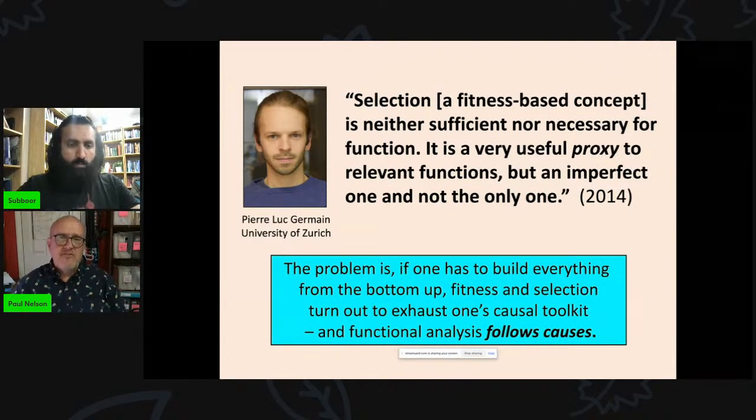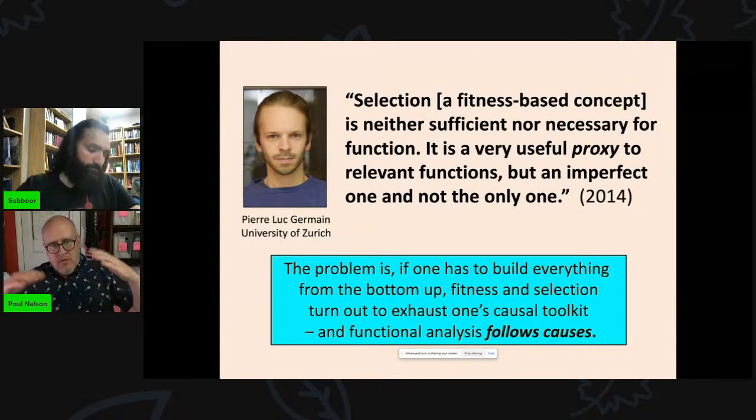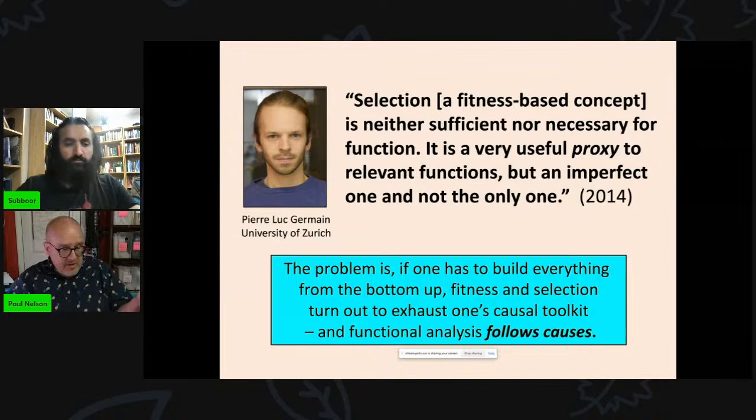The problem is, if, like Dan Grau and colleagues, one has to build everything bottom up, starting from chemistry, the origin of life, somehow you get a cell operating, and then you're going to construct on top of that. You're building everything bottom up. You cannot start system first. What are your causes? What is in your toolkit? Well, leaving more offspring. That's what evolution does. The successful organisms are the ones that leave more offspring.